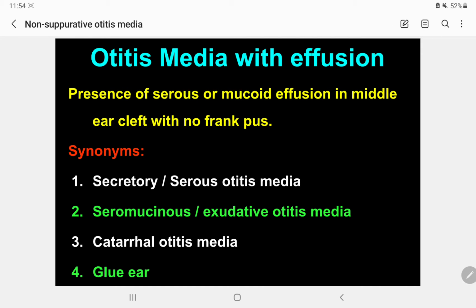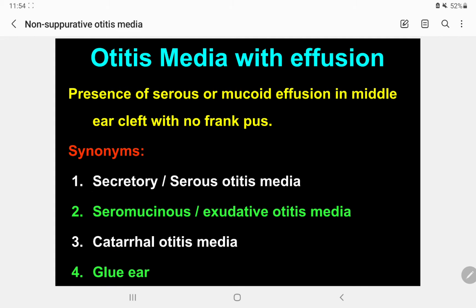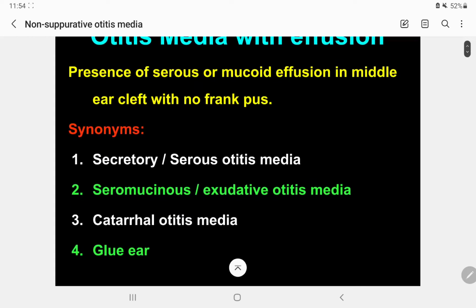So otitis media with effusion has various names, right? It has synonyms. So they are secretory, seromucinous, catarrhal, or glue ear. So secretory or serous otitis media, and then seromucinous or exudative. So many kinds of exudates are formed. So exudative otitis media, and then catarrhal otitis media or glue ear. So these are the synonyms for otitis media with effusion.